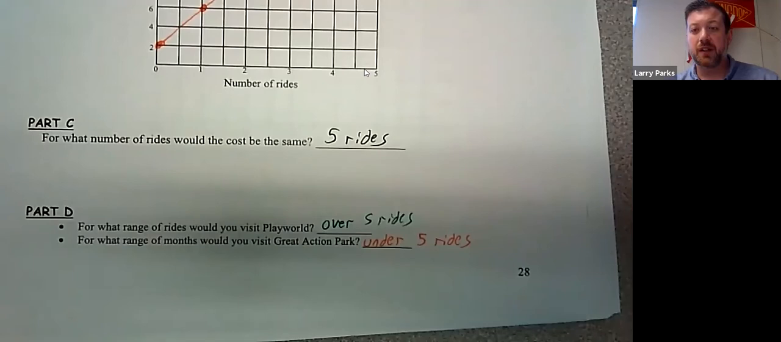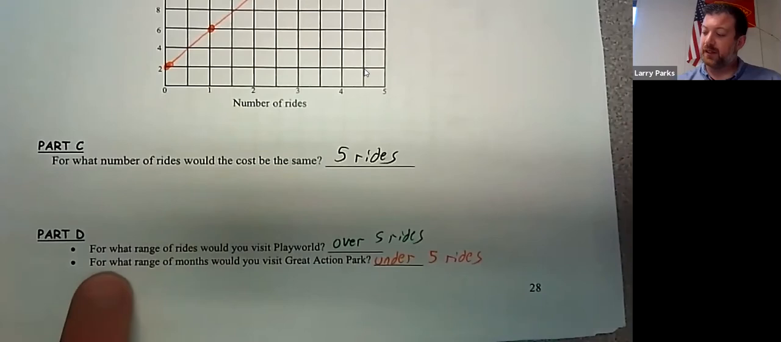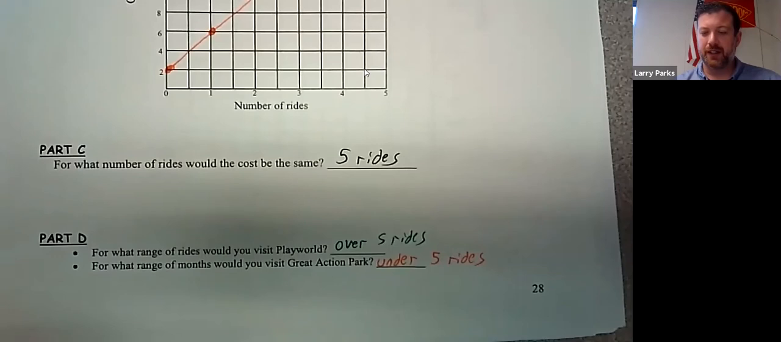What does it mean, range of months? Range would be a number. So you would say, for what range of rides? It could be zero rides, one ride, two rides, three rides, four rides, five rides. So between zero and five, we would go to Play World. I'm sorry.